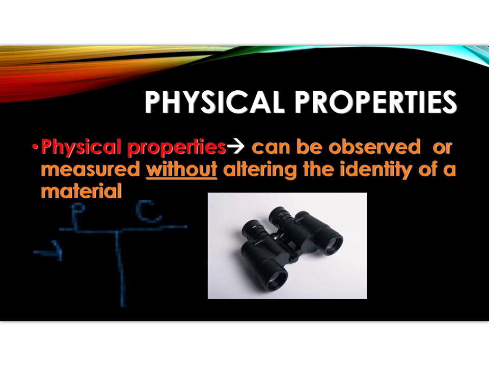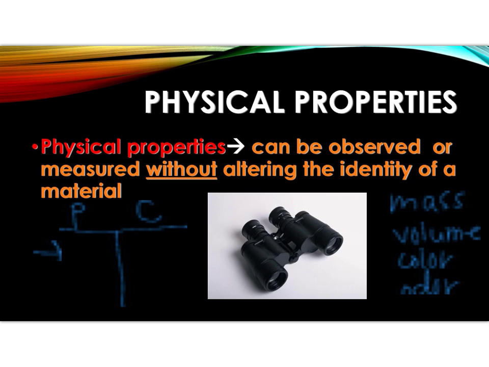If I set down a sample of table salt, sodium chloride, in front of you, what can you observe or measure about that table salt without altering the identity or changing the table salt into a different substance? Mass, volume, color, odor, these are all examples of physical properties of a substance that I can identify without altering the identity of that sodium chloride.